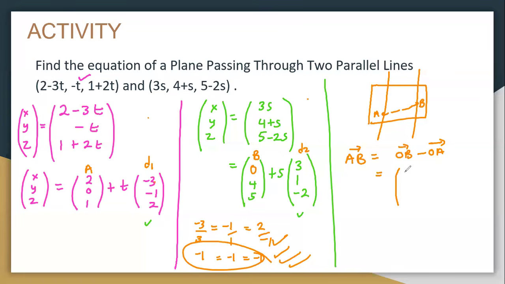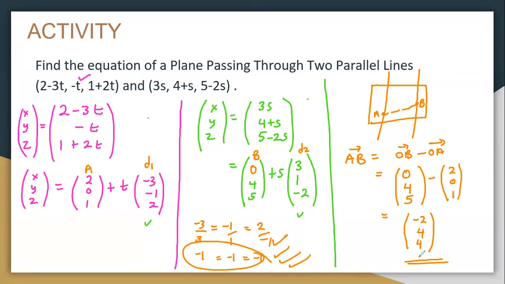So we shall have 0, 4, 5, minus (2, 0, 1). What shall we have? -2, 4, and 4. Thank you. So this is our A to B.